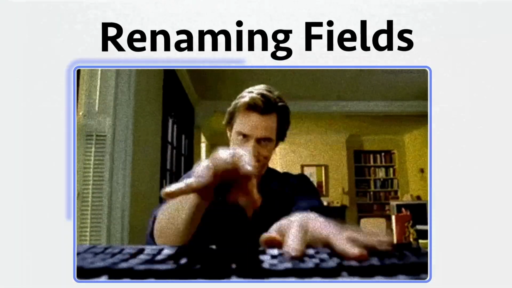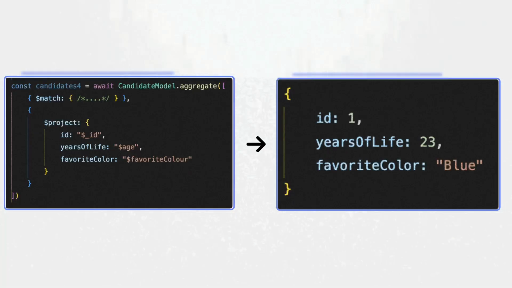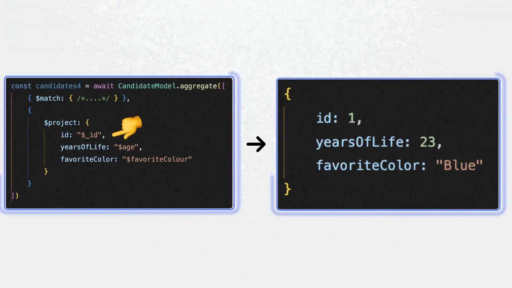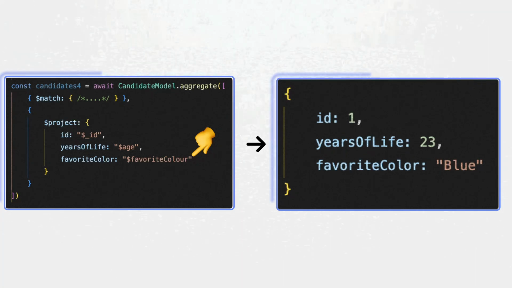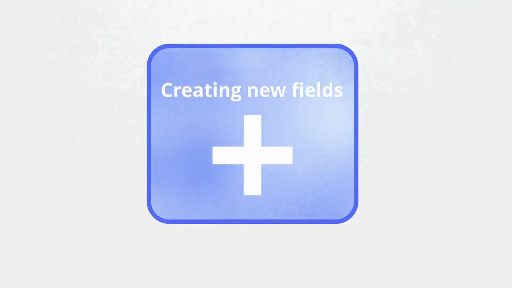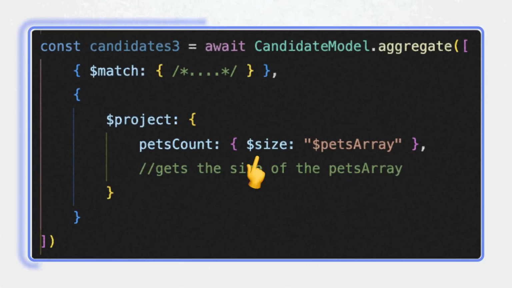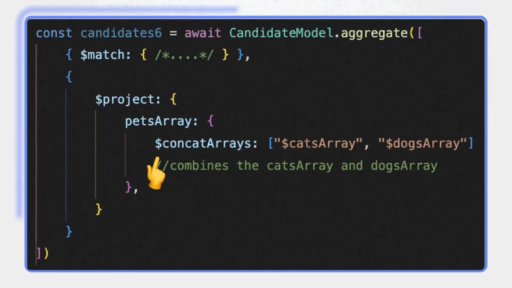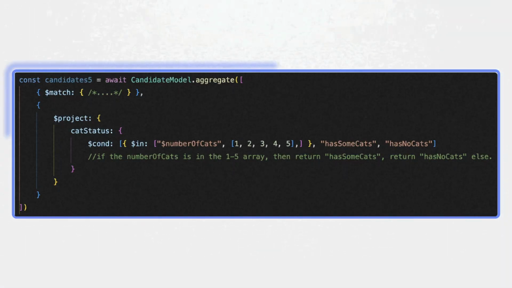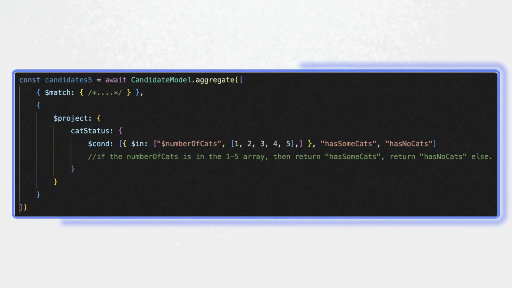Next use case for the project aggregation is renaming fields. You can see here that I renamed _id to just id without the underscore, age to years of life, and favorite color from being spelled with a U to being spelled without it. Last case is creating new fields. The most common one is to get the length of an array property and make the value a new property. But you can do things like concat arrays or create if-else statements that return different values based on different criteria.